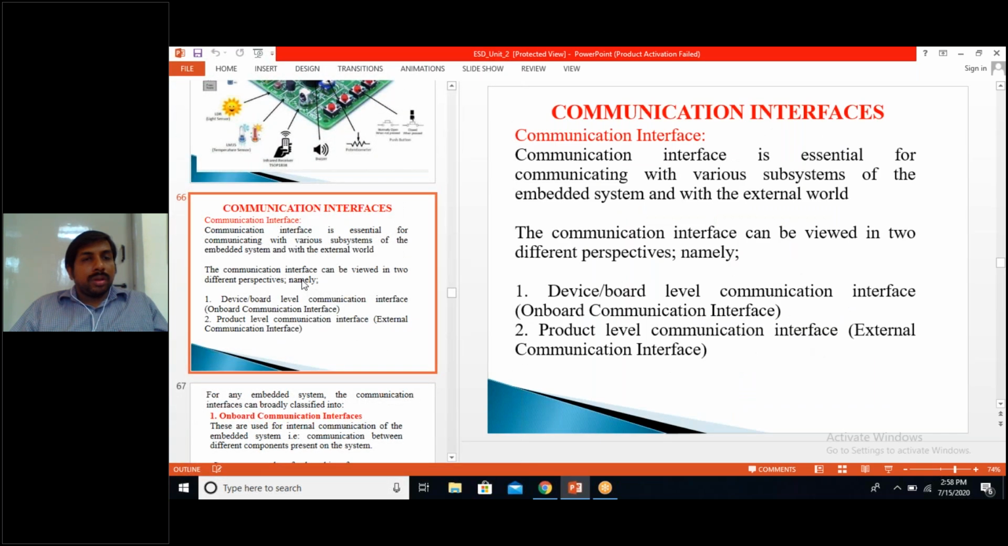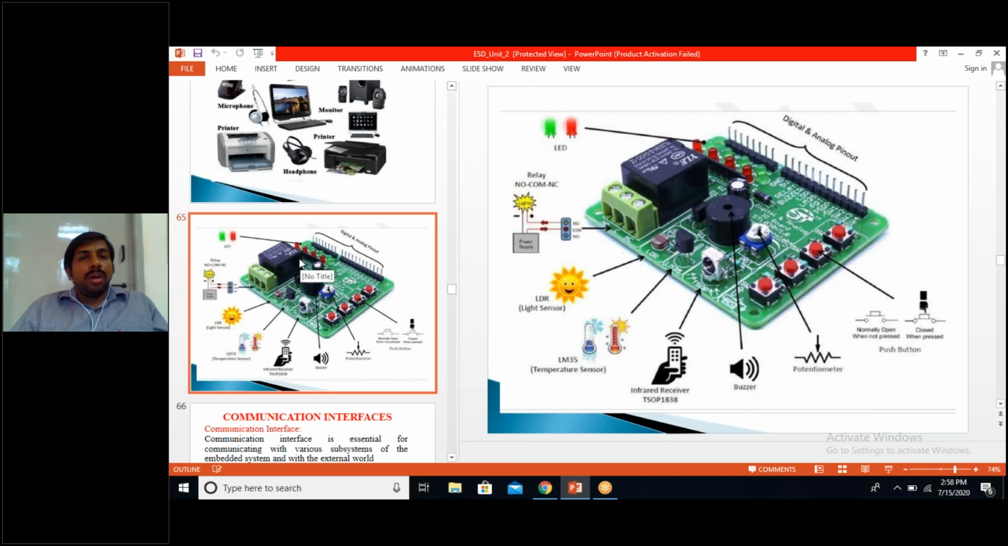Coming to this Arduino board, it has one LED, relays, light sensors, temperature sensor, infrared receiver, buzzer, and potentiometer.